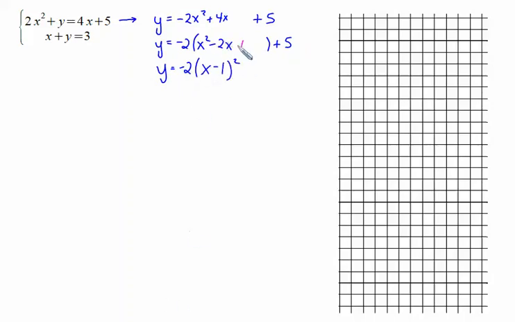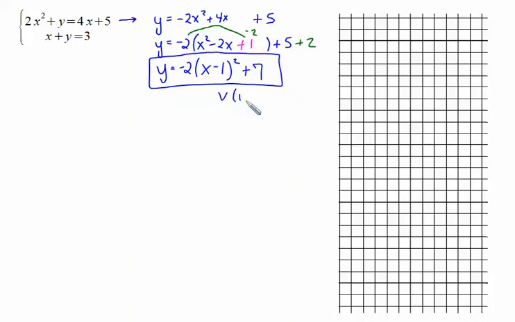When we square a negative 1, we get positive 1, but be careful, because what we have really included in this expression is a negative 2. To balance that off, we need to add 2, and that means we'll have a plus 7 on the side. So there is the equation of our parabola. Notice it will have a vertex at 1 comma 7. It opens down, and we multiply by 2.